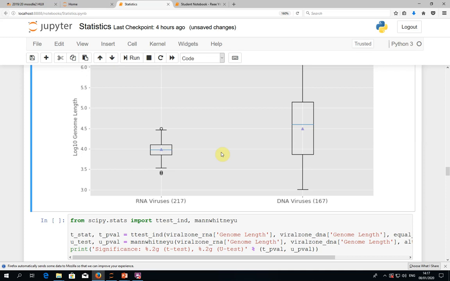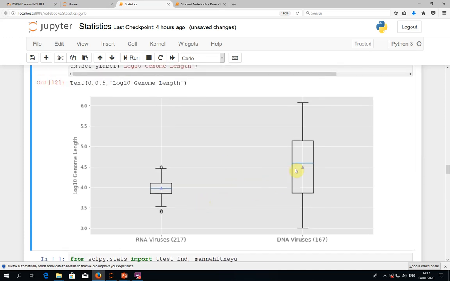We see that DNA viruses have a much wider distribution, and they seem to have a much higher mean, which you see as the blue bar, and a median, and the mean, which you can see as a blue triangle in the middle. So in both measures, DNA viruses appear to be much larger than RNA viruses.